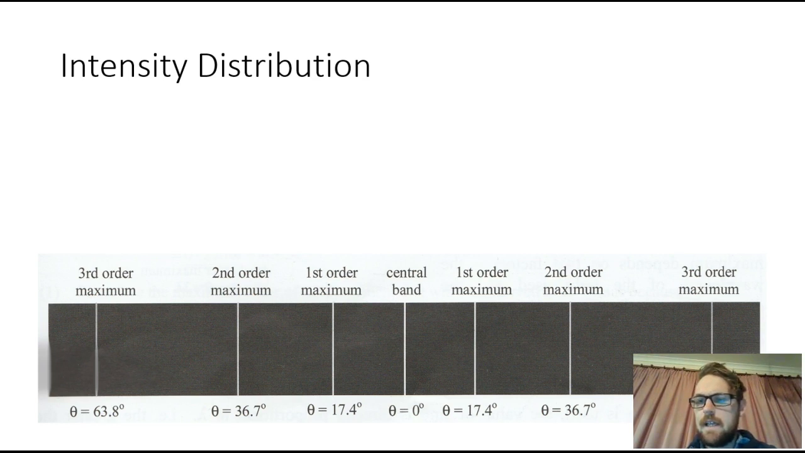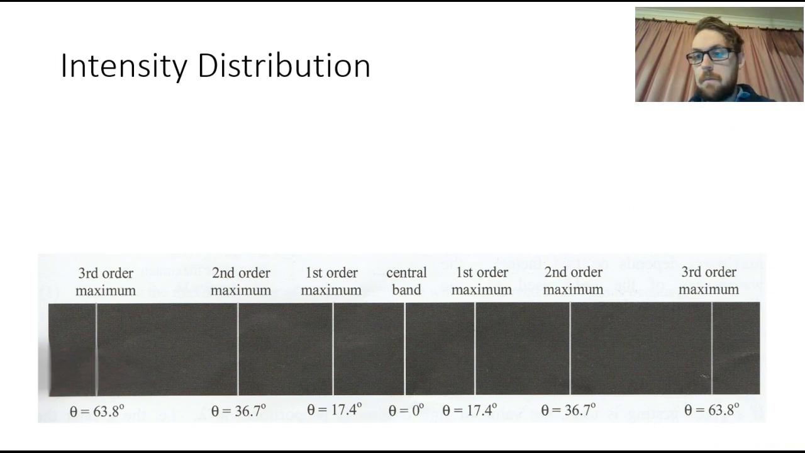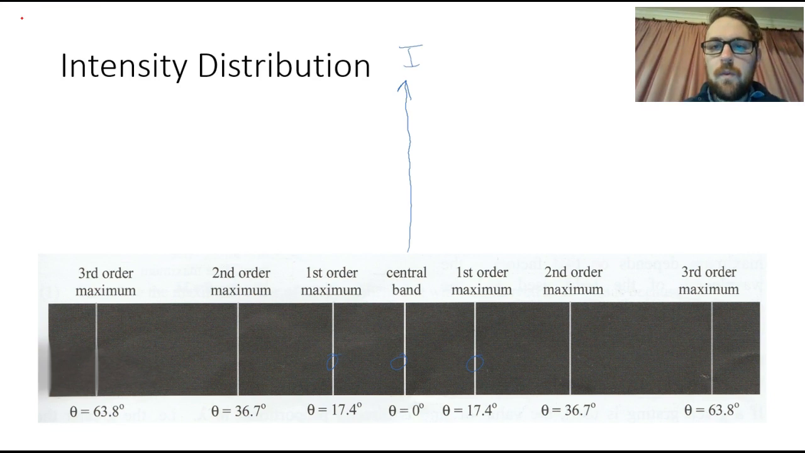So we see here down the bottom what we get when we put some light through this diffraction grating. We've got a really bright spot in the middle, and then going out we've got these different bands. Obviously we're using one color, but what we see with the intensity, if I draw a y-axis labeled I for intensity, is that in the middle we have a really high intensity.